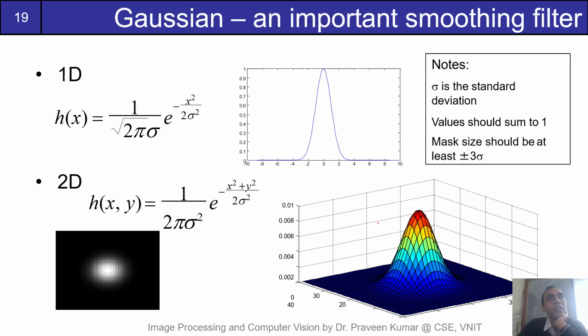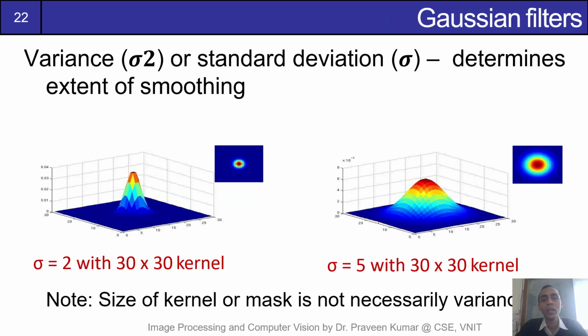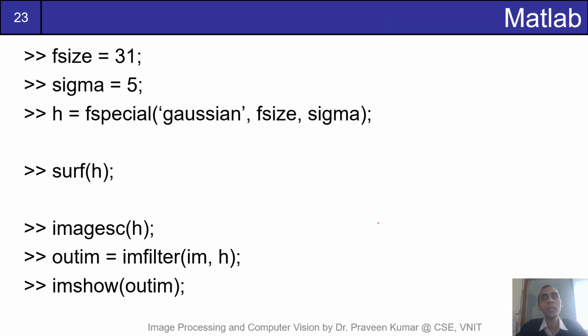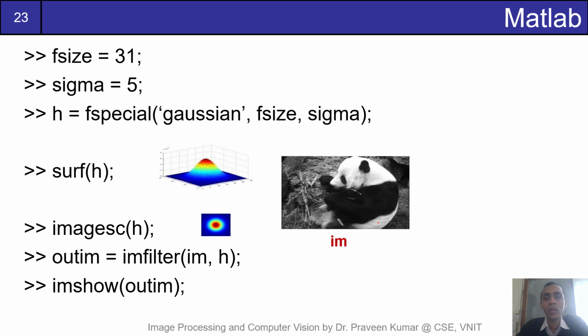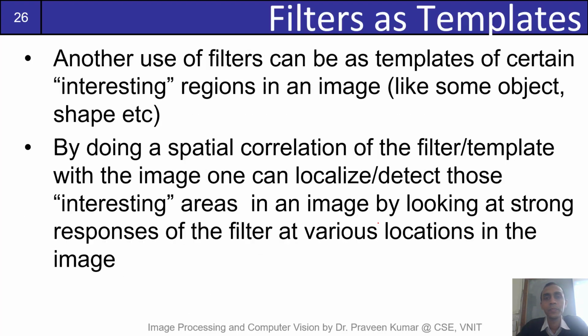And instead of a box filter, we discussed that we can use a Gaussian filter, which is a weighted filter, or which will do a weighted smoothing. You can define any Gaussian filter depending on the size and sigma. And the greater the sigma, the greater will be the extent of the smoothing of the original image.